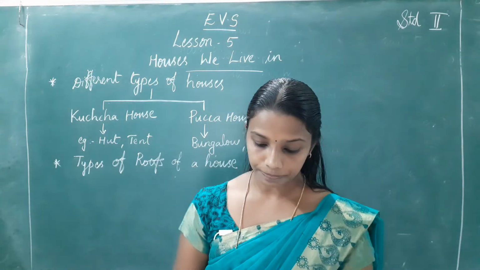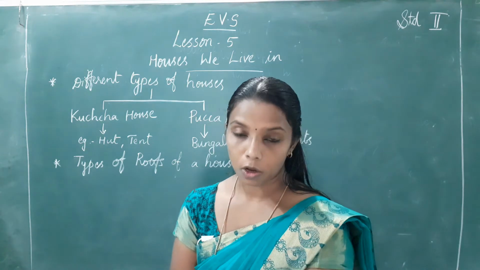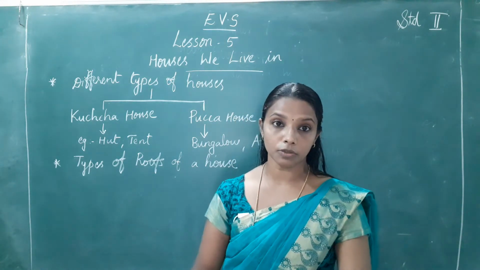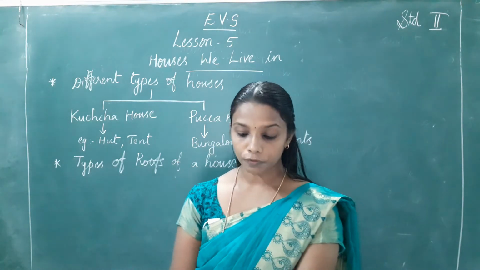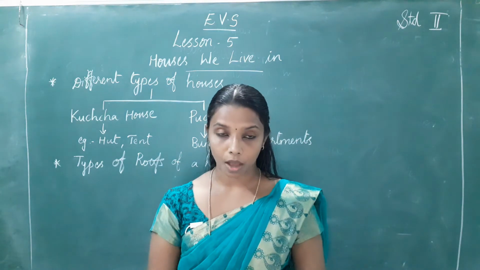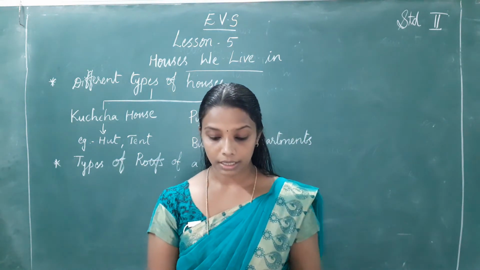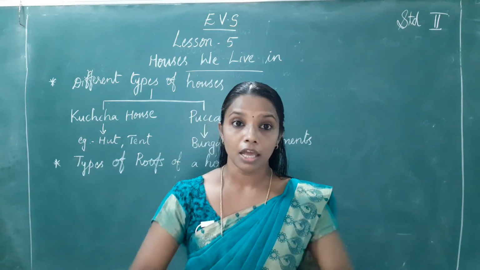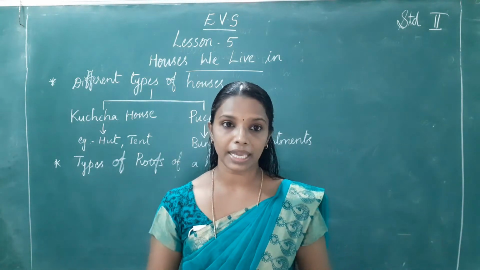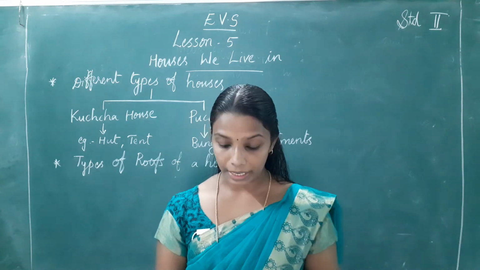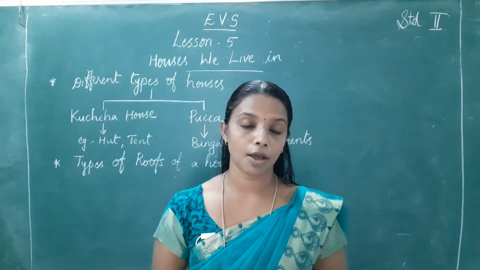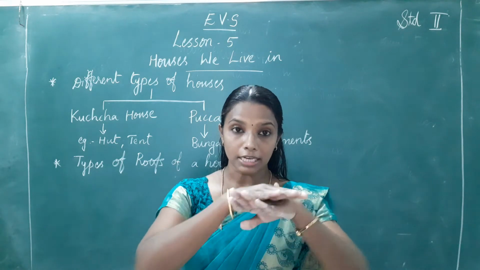And the next portion, types of roof of a house. Our house can have different types of roofs. Our roof can be flat or sloping. Houses in the plains have flat roofs.